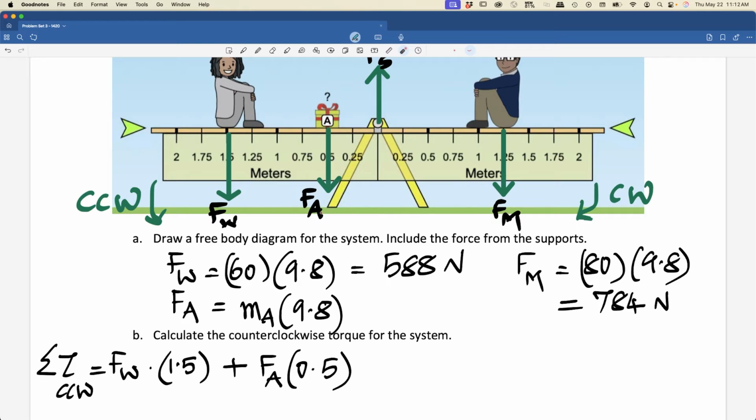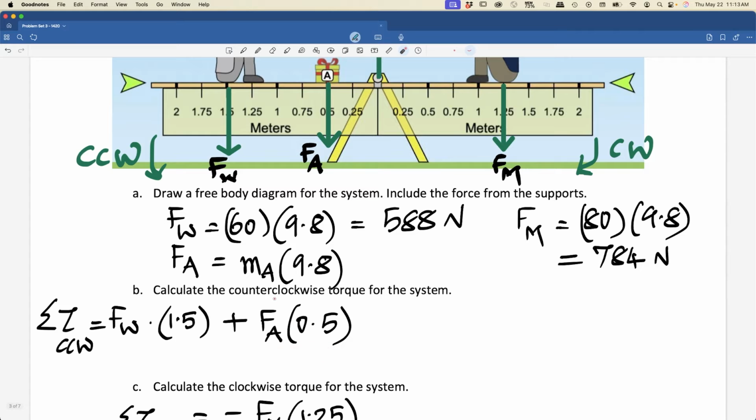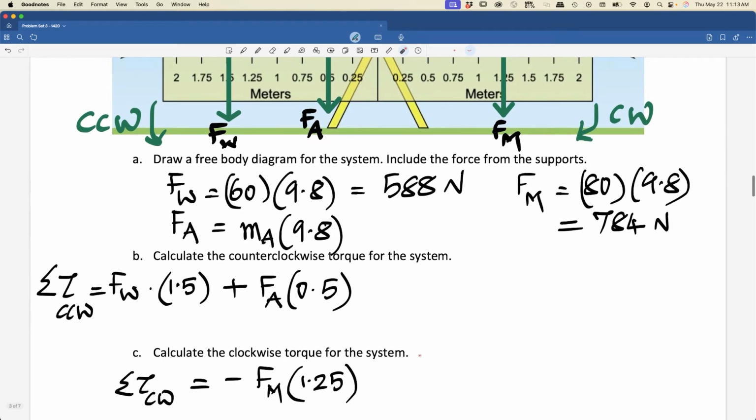But you also have to add the torque due to this mass, which is F sub A times 0.5. So you'll have to just substitute that there. And you cannot get a number because you do not know exactly how much this is. So just put this as M sub A times 9.8 times 0.5. Hope that makes sense.